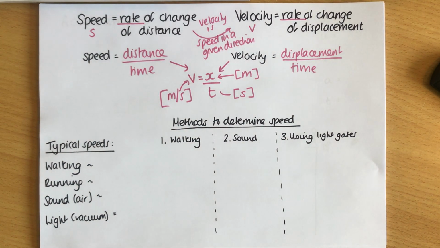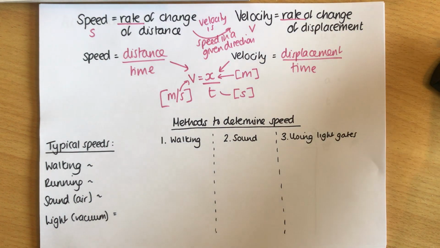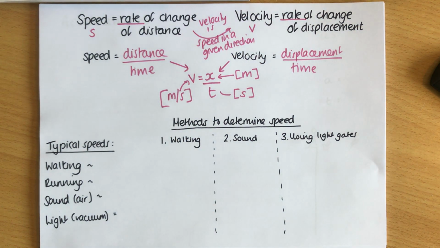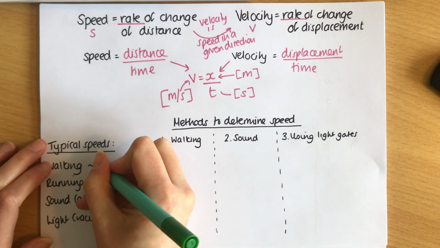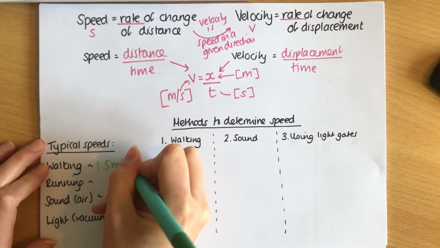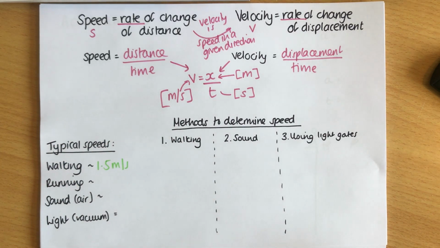Now, for Edexcel, you need to know some typical speeds. There's quite a few that you're meant to know, but these are ones that seem to come up quite a lot. Walking, the typical walking speed is about 1.5 metres per second. This is on average. You might walk faster, you might walk slower.